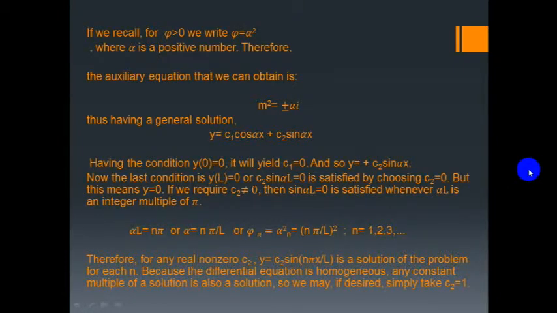So, alpha L is equal to n pi, or alpha is equal to n pi over L, or phi n is equal to alpha squared, equal to the quantity n pi over L raised to the power of 2, where n is an integer. Therefore, for any real non-zero c2, y equals c2 sine n pi x over L is a solution of the problem for each n. Because the differential equation is homogeneous, any constant multiple of a solution is also a solution, so we may, if desired, simply take c2 equal to 1.